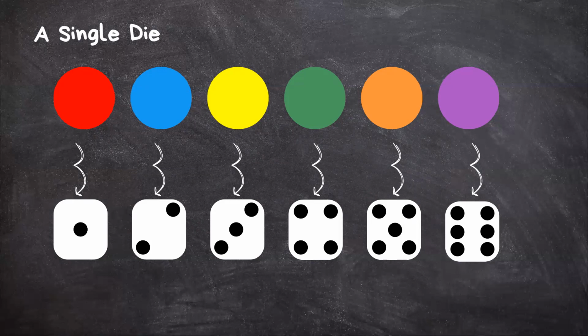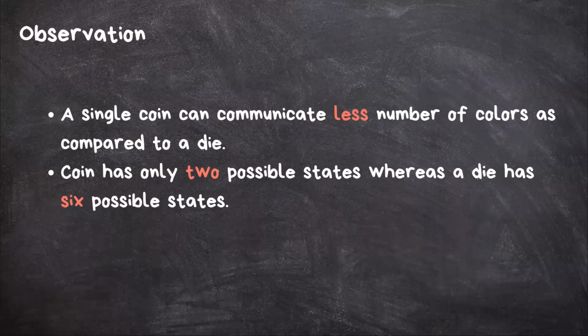And this is what we observe while going through these 2 examples. Our observation is that a single coin can communicate fewer colors as compared to a die, right? Why? Because a single coin has only a total of 2 states, whereas a single die has a total of 6 states. Therefore, since a coin has a total of 2 states, it can communicate the least number of colors to the designer.